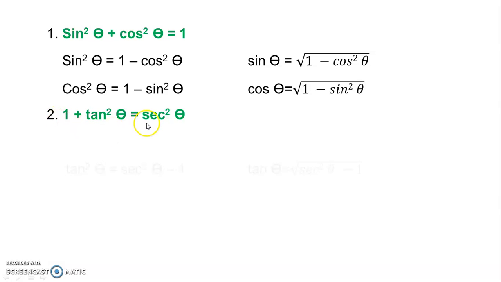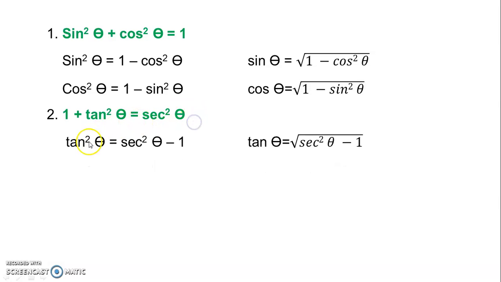So then the next trigonometry identity is 1 plus tan square theta is secant square theta. So we can have other trigonometric identities from this formula, that is tan square theta is your secant square theta minus 1 and your tan theta is square root of secant square theta minus 1. So we can also write the secant square theta minus tan square theta is equal to 1.